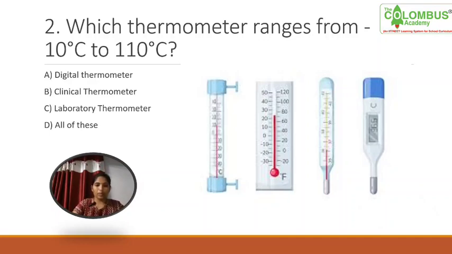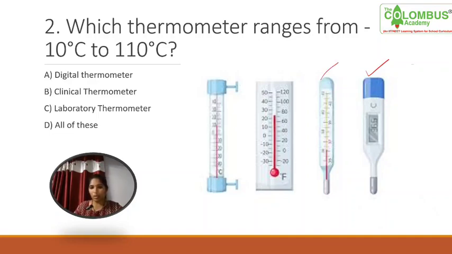Next one. Which thermometer ranges from 10 degrees centigrade to 110 degrees centigrade? A. Digital thermometer. B. Clinical thermometer. C. Laboratory thermometer. D. All of these. If you observe these figures, this is the digital thermometer. Can you see any scale here? No. And this is a clinical thermometer.